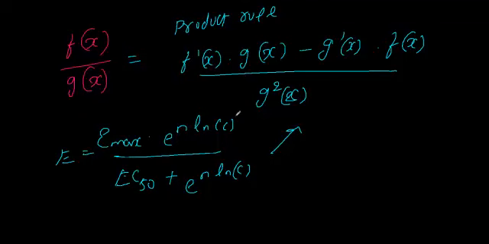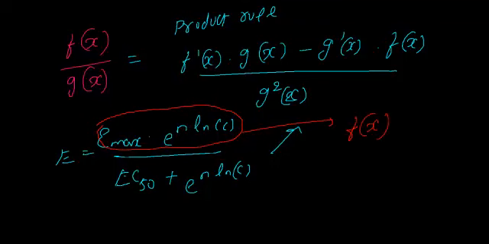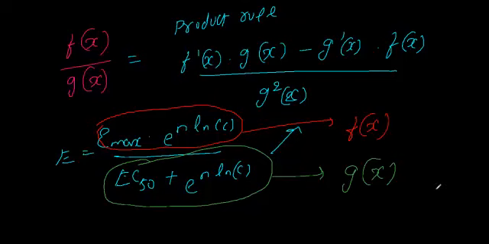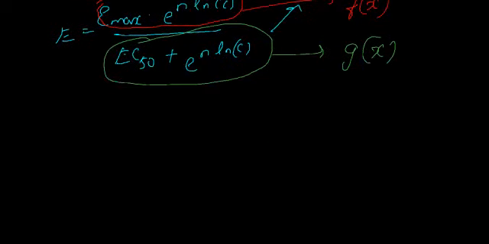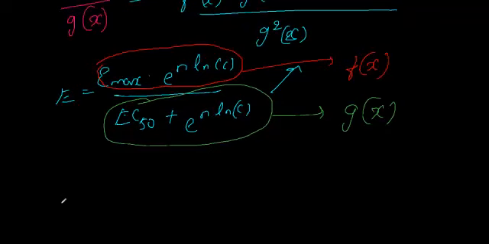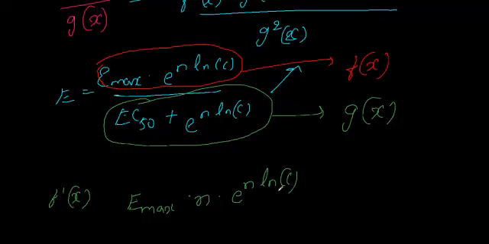Right, so I'm going to convert this. As you can see, this top portion is f of x, and the bottom portion, this one, is g of x, right? So I'm going to put this equation into this form. When I write that, first I'm going to write f prime x. So what is f prime x? It is E max times n times e to the power of n ln of c, right?